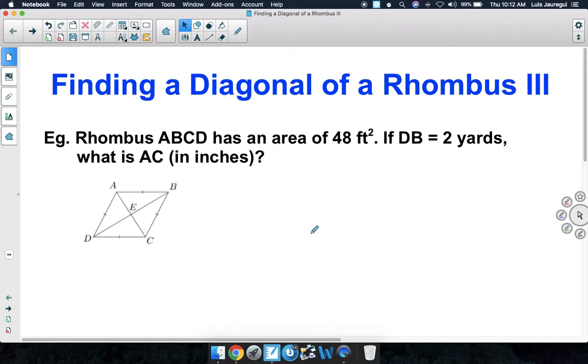Welcome. In this video, we'll be finding a diagonal of a rhombus, part 3. Let's take a look at our example.